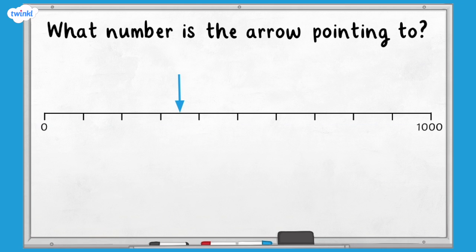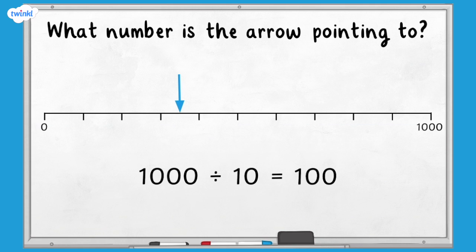There are 10 intervals, so we need to divide 1000 by 10 to find out how much each interval is worth. 1000 divided by 10 equals 100, so each interval is worth 100. Now we can write these on the number line to help us.